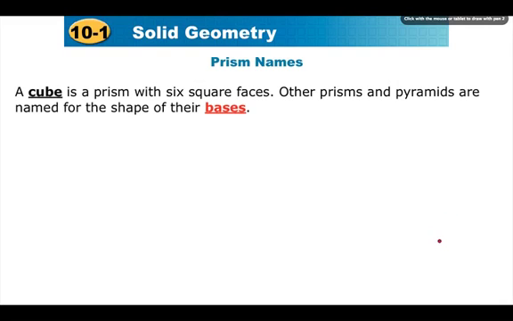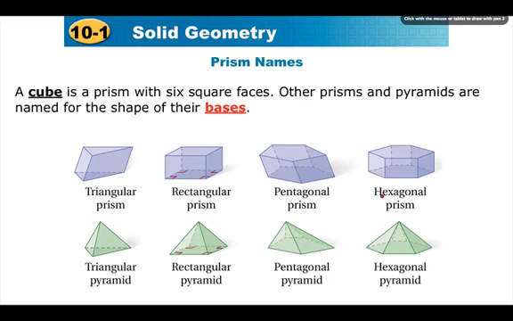Prism names. It says a cube is a prism with 6 square faces. Other prisms and pyramids are named for the shape of their bases. So let me give you some examples. Why do we call this a triangular prism? Because the base is a triangle. Why do we call this a pentagonal prism? Because the base is a pentagon, and so forth. Notice that the top row is all prisms, and the bottom row, they're all pyramids. And again, this is a rectangular pyramid because the base is a rectangle. Let's move on to the next slide.